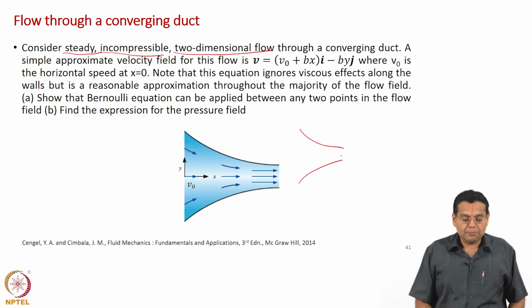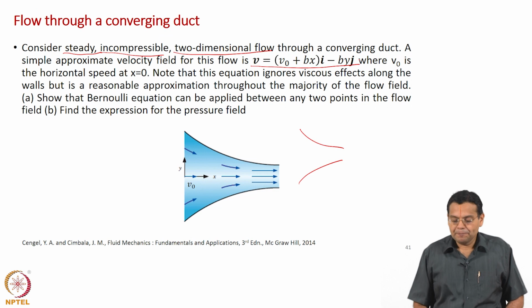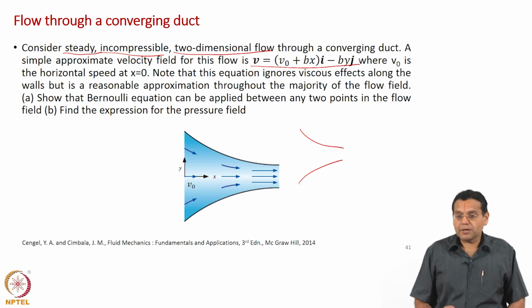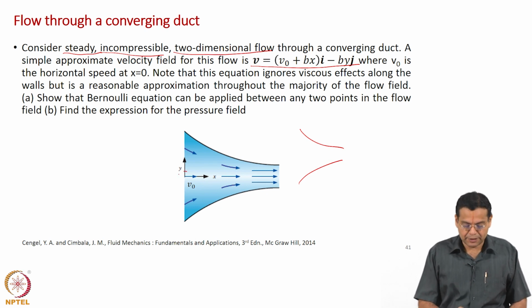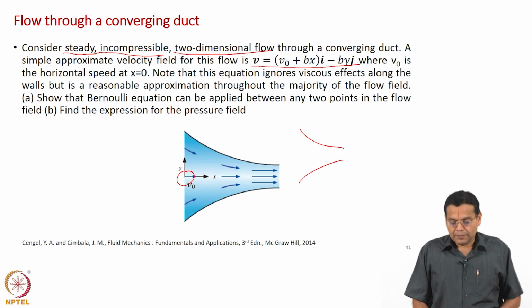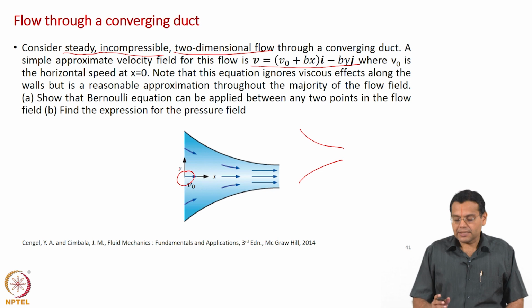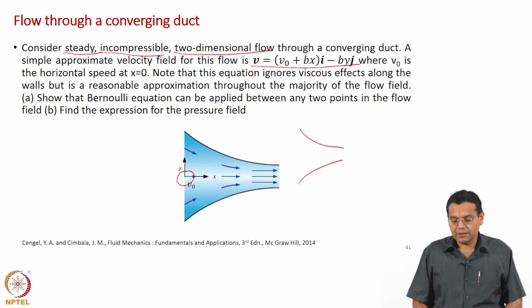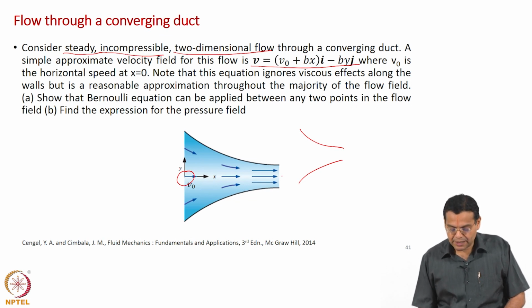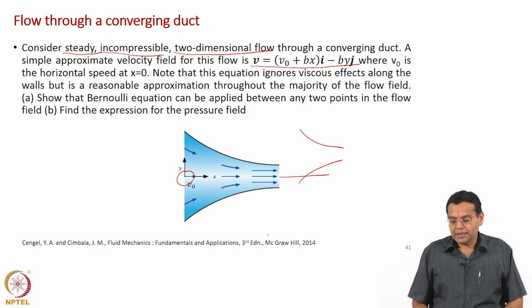A simple approximate velocity field for this flow is given by this velocity field. The velocity component in the x direction increases with x, because it is converging, and that is given by v naught plus bx. The x component of velocity is v naught at x equal to 0, that is this point. And what about the y component of velocity? That is given by minus by, and that increases in magnitude away from the center line. The center line is y equal to 0, and in terms of magnitude it increases as you go away from the center line. That is what this tells you.